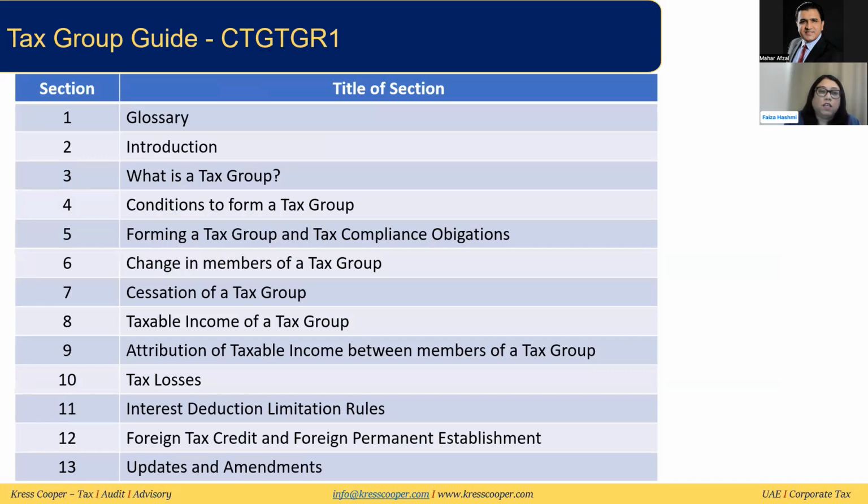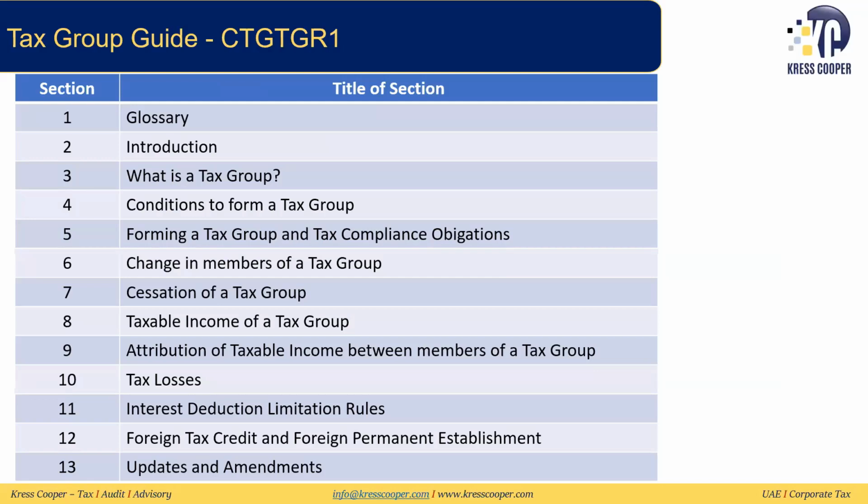So we have already discussed what is a tax group, what are the conditions to form a tax group, what to do after forming the tax group, what are the tax compliance obligations, what happens when there's a change in members of the tax group, if there's an addition or somebody leaves or the parent changes, what happens on the cessation of a tax group. Then we discussed how to calculate the taxable income of a tax group. So we have discussed these 8 chapters up till now, and Mahar will take you through the 9th chapter in his lecture.